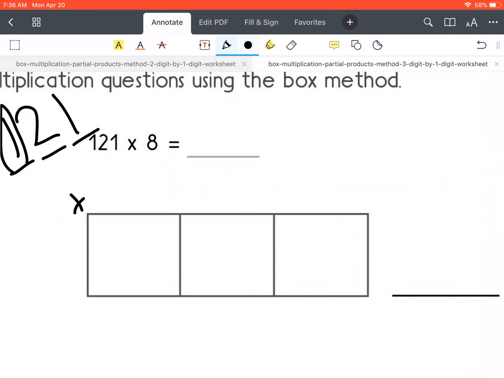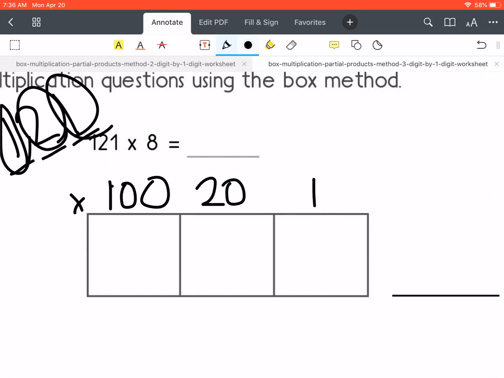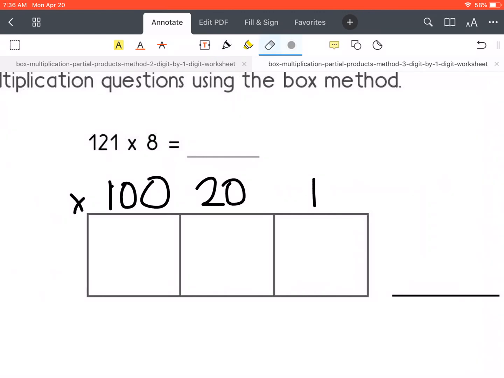What is the value of each digit? The value of this 1, it's in the hundreds place. It's 100. The value of this 2 is in the tens place, so it's 20. The value of that last 1 is 1. Everything is being multiplied by what number? 8. 8 still goes on the side. Alright, so with this kind of multiplication, remember the trick that I taught you is to ignore these numbers here, and then we'll come back to them later.